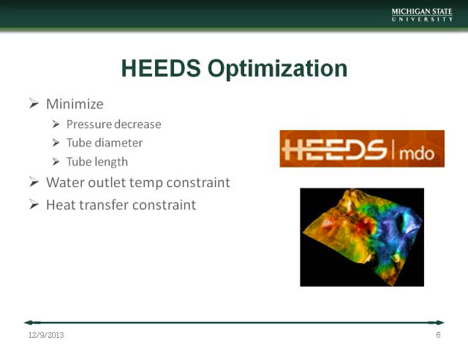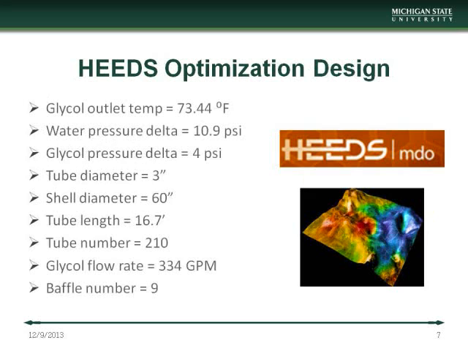The program was also placed under a water outlet temperature constraint of 60 degrees Fahrenheit and a heat transfer rate of 1 megawatt with a tolerance level of 0.05 megawatts. HEEDS suggested that the optimal heat exchanger system be 16.7 feet long with a shell diameter of 5 feet across. This design includes 210 tubes of 3 inches in diameter across a series of 9 baffles.